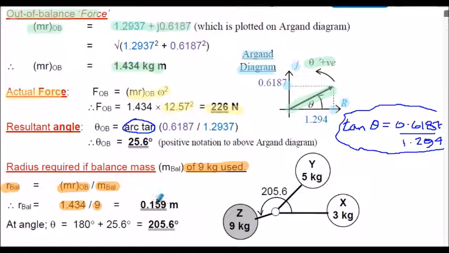And that gives us a radius of 0.159 meters. So now we know what the radius is where we add the balance mass. Now what we've got to do is find the angle at which we add the balance mass.